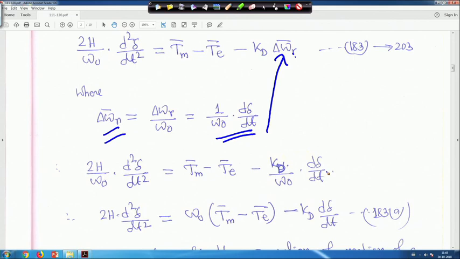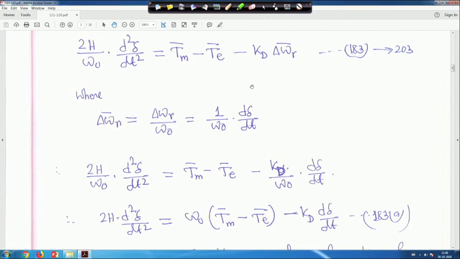Therefore, this equation is coming. Now multiply both sides by omega 0. So it will be 2H d square delta upon dt square is equal to omega 0 in bracket T m bar minus T bar, minus k d into d delta by dt. Multiplying both sides by omega 0, this omega 0 is cancelled in the damping term. This is equation 183a.